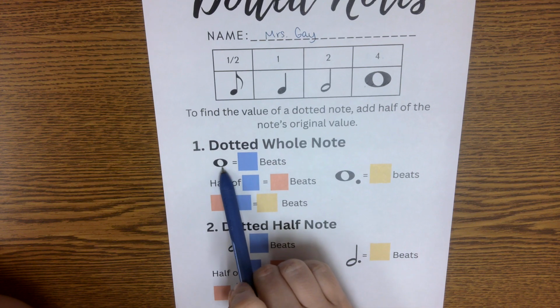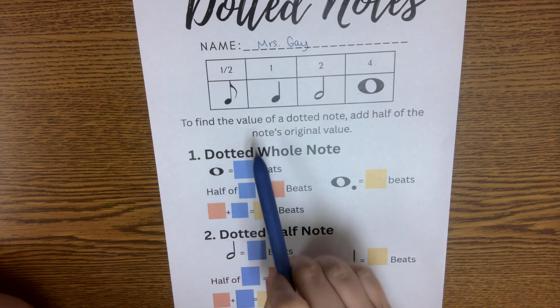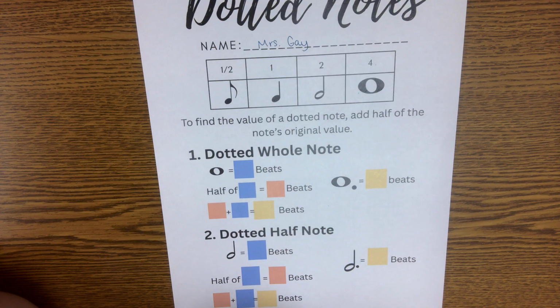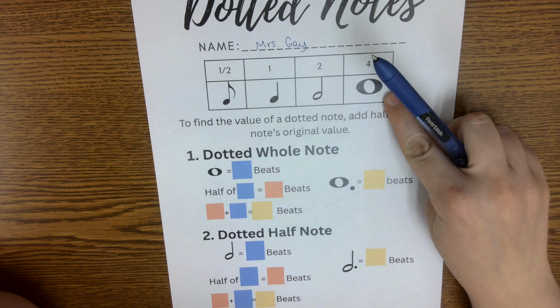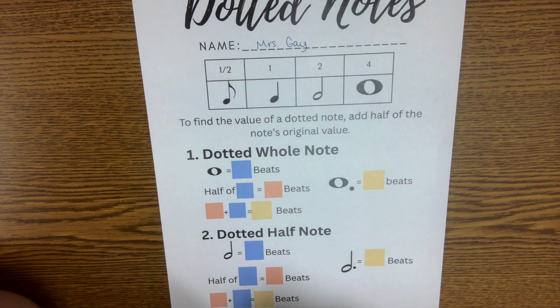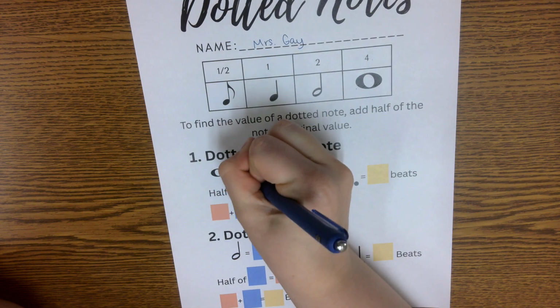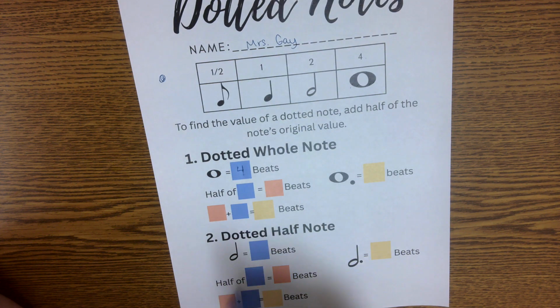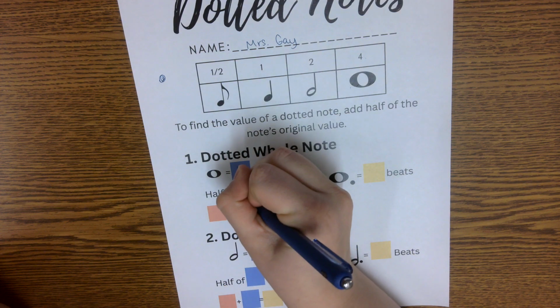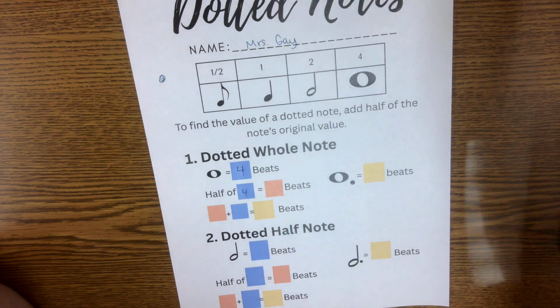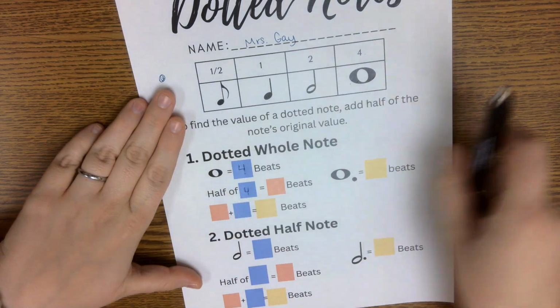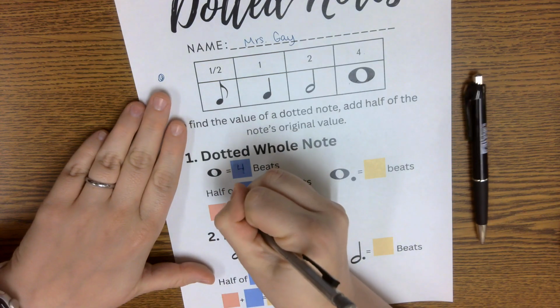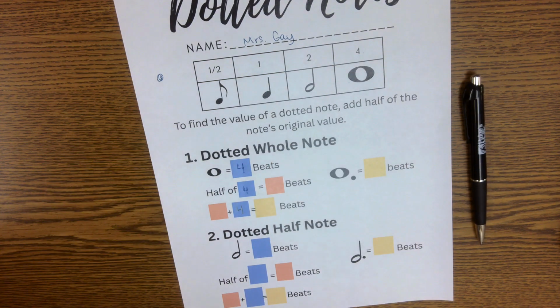So this note right here is a whole note. The first thing you're going to do is look at the chart and find the whole note. So you should have found this one, and you see that it's worth 4 beats. So you're going to put a 4 in the blue box down here. Now all of the blue boxes within each question are going to have the same number in them. So put a 4 in all of the boxes that are blue for number 1.